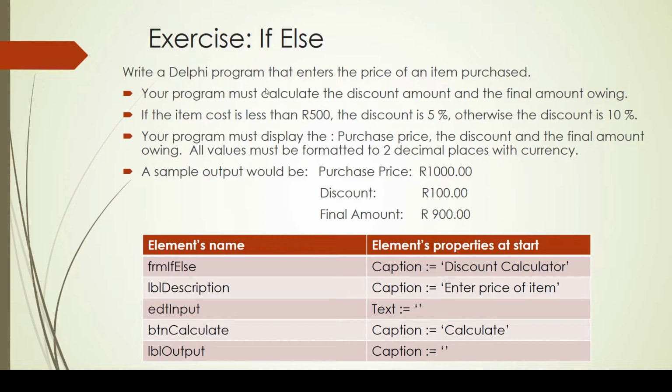So firstly, this activity was calculating discount and the final amount, and you had to input the price. So your IPO would have been your input into the price, your processing would have been to calculate the discount and calculate the final amount, and your output would have been to display the purchase price, display the discount, and display the final amount. I gave you a sample output, so when you were testing your program, you should have used this sample output.